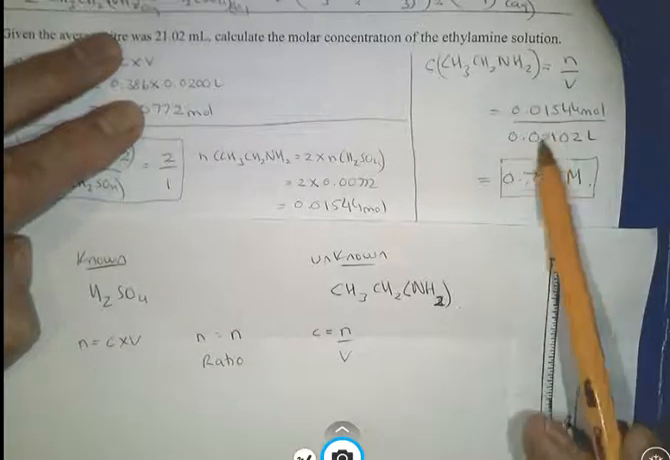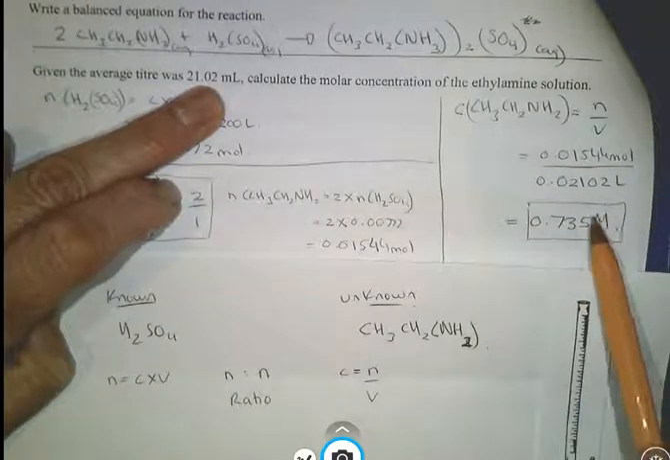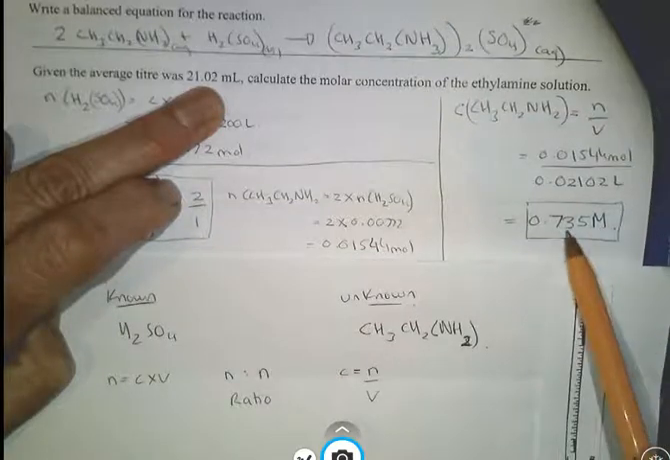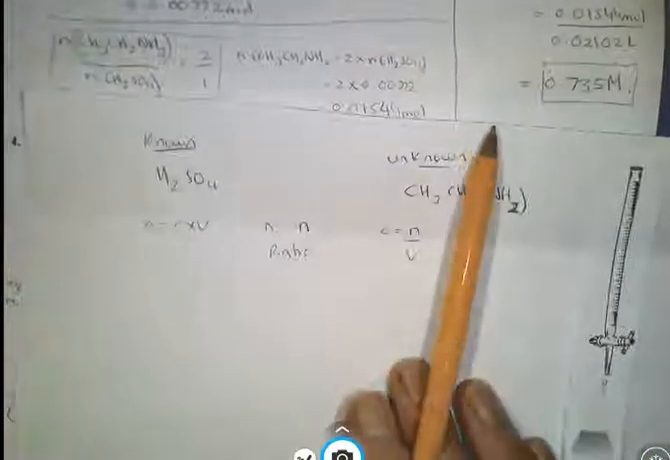And then we just put this over the titer in litres, and then make sure you've got your 3 significant figures and your units, moles per litre. Alright, that'll do.